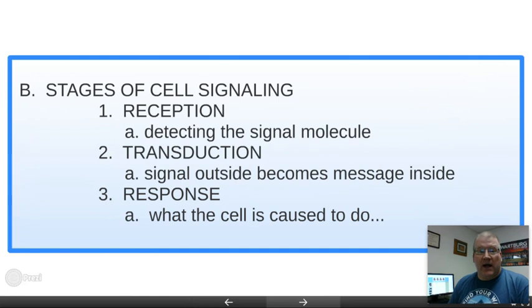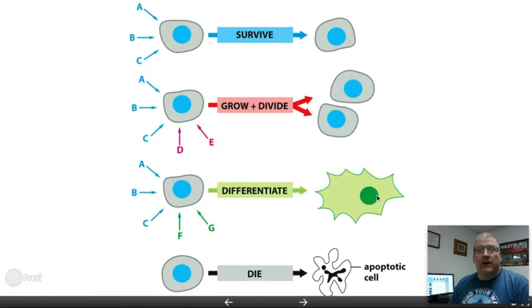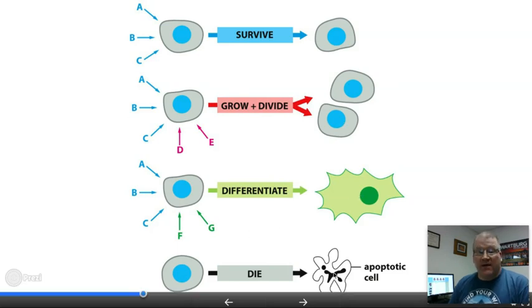Reception of the signal molecule is the first in the pathway. Okay. So what are we going to ask it to do? Once it's received, what are we going to ask that cell to do? Grow and divide, differentiate, depending on where that signal came from, or in some instances, we need that cell to purposefully die, to go through what's referred to as apoptosis.